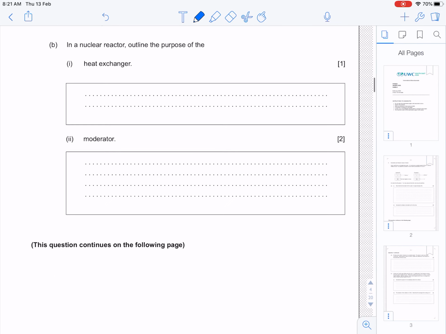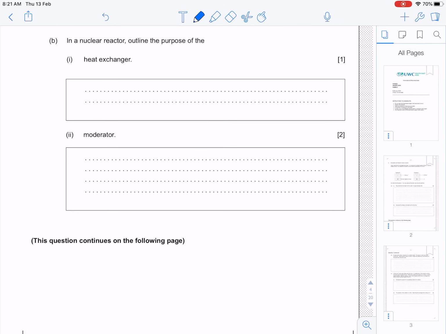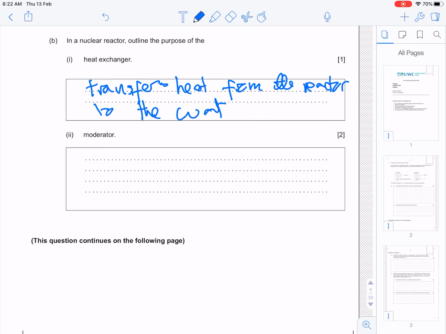Okay, in a nuclear reactor, outline the purpose of the heat exchanger. Here we need to indicate that it transfers heat from the reactor to the water in the cooling mechanism. And that will turn that water to steam, and then that heat will be released. And the important word we want to include here is the word transfer. We must have that in our answer.